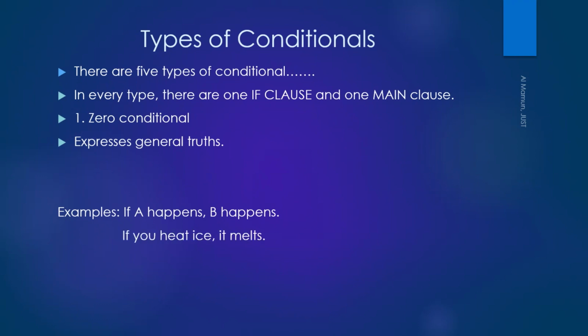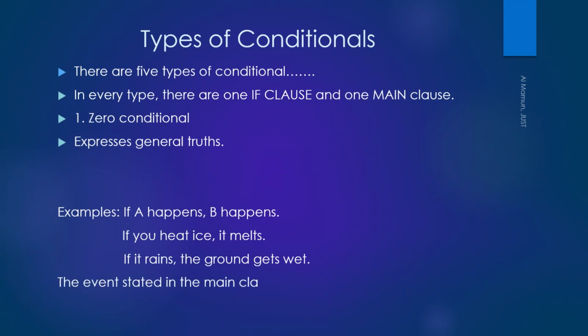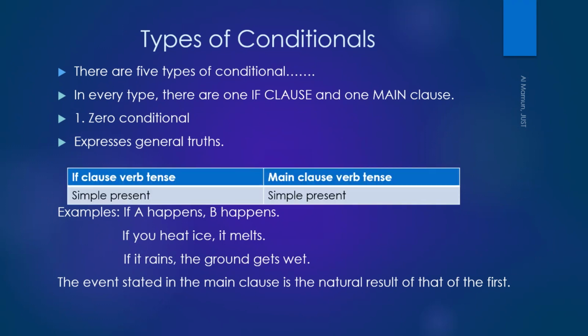If you hit ice, it melts. So this natural result of the condition is stated in the if clause. If it rains, the ground gets wet. The event stated in the main clause, that is the second clause, is the natural result of the first. And the structure is, in this conditional we have the if clause in simple present tense, and simple present tense is also used in the main clause.